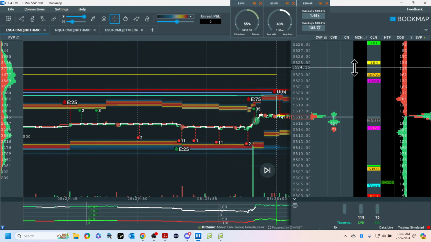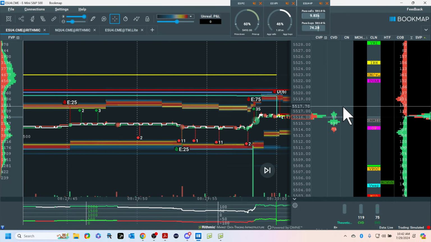Here's some statistics. Write a couple of notes down. Now, I gave you some targets. So what we did is we opened higher inside of yesterday's range. RTH open is here.